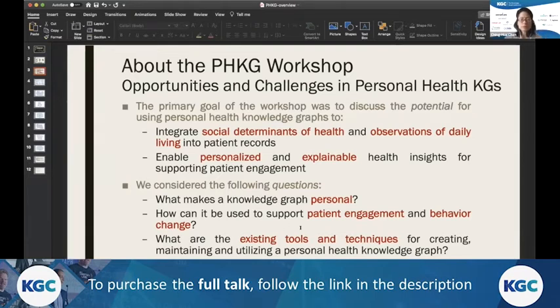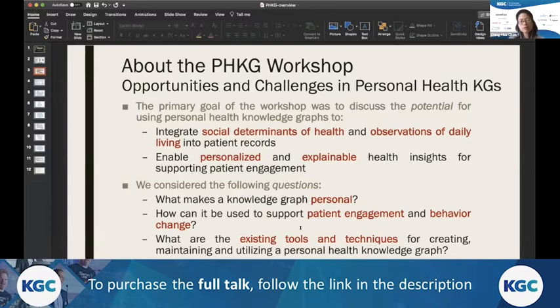Part of the challenge of doing this is that often you need insights to be both personalized and explainable. And so that was another goal of our workshop, to talk about how we can use knowledge graphs to make insights more personalized and explainable.